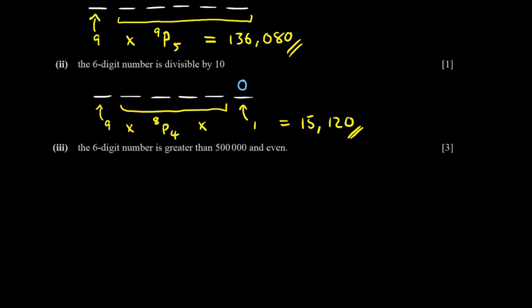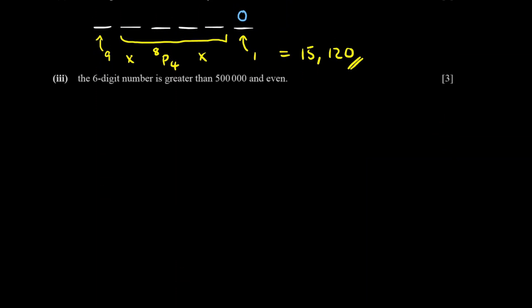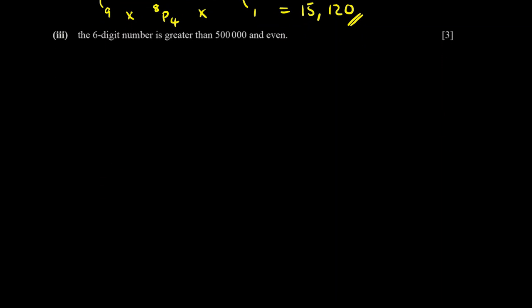The 6-digit number is greater than 500,000 and it must be even. All right, well, again, what I'm going to do is draw this out, right? 1, 2, 3, 4, 5, 6. Okay, now let's think what the options are. If the number must be greater than 500,000, then the first digit has got to be either 5, 6, 7, 8, or 9. Okay? And if it's going to be even, then the last digit has either got to be 0, 2, 4, 6, or 8. Okay?